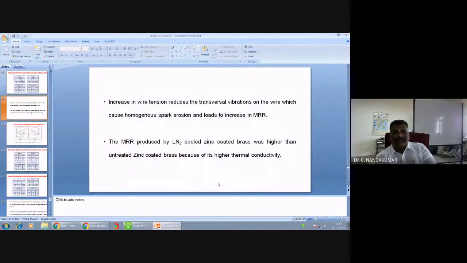So in this case, increasing the wire tension reduces the transverse vibrations on the wire, which causes homogeneous spark erosion and leads to an increase in MRR. The MRR produced by LN2 cooled zinc coated brass wire was higher than untreated zinc coated brass because of its higher thermal conductivity.